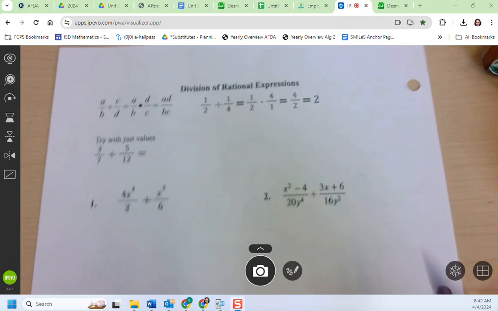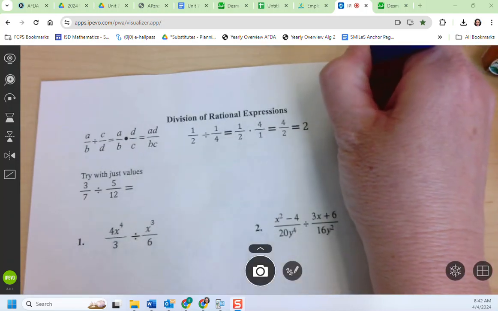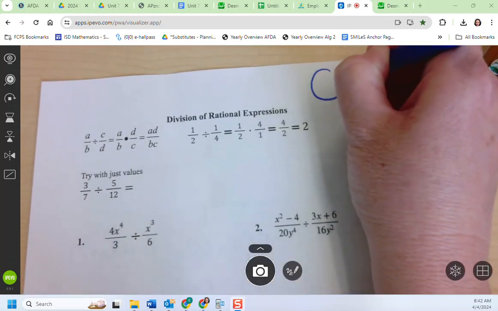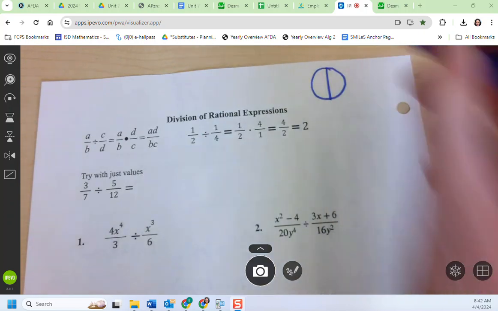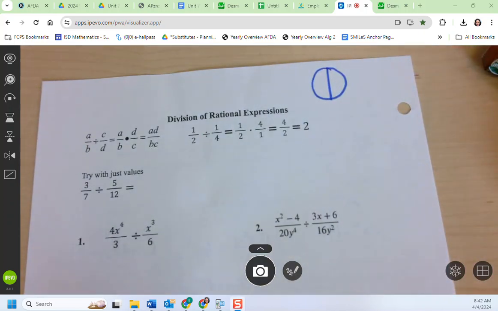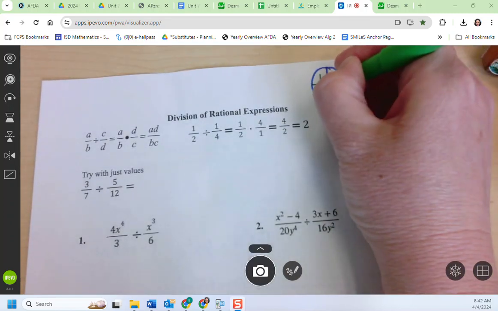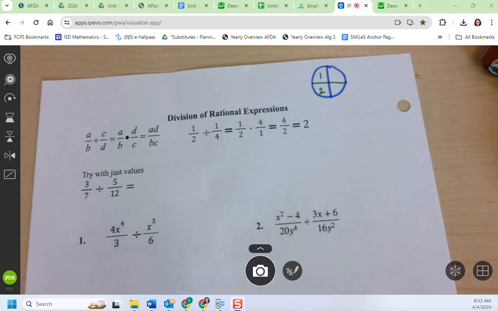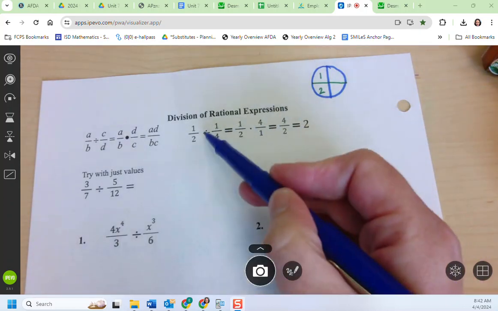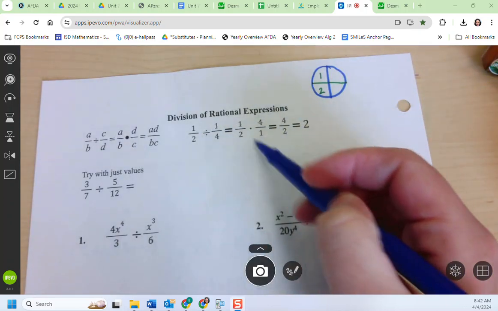Literally what you're doing when you divide 1/2, here's 1/2, and I want to know how many fourths are in 1/2. Well, let me make the fourths. There are 1, 2 fourths in 1/2. That's why 1/2 divided by 1/4 is 2. But mathematically, you can do that by changing your divide to multiply and flipping your second fraction.